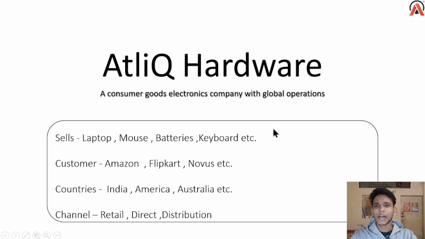So, Atlic Hardware is a company which produces products such as laptop, mouse, batteries, keyboard, etc. and sells all around the world. So, for Atlic Hardware, the countries are like India, America, Australia. Atlic Hardware is operational in these countries and many more. So, Atlic Hardware is a consumer goods electronics company with global operations. So for Atlic, the customers are Amazon, Flipkart, Novus, etc. And the channels are retail, direct distribution, these things.